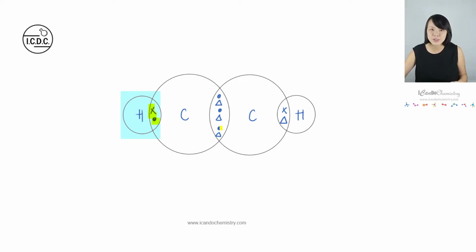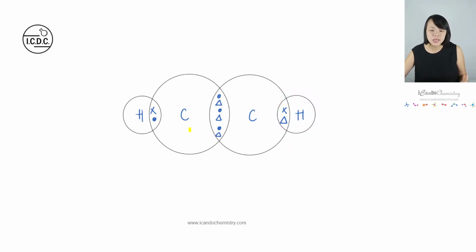So 2 electrons here. So it has attained the electronic configuration. What about the other hydrogen? Same thing, 2 electrons. So both of these hydrogen have attained the electronic configuration that it wants. Okay? What about each of my carbon?